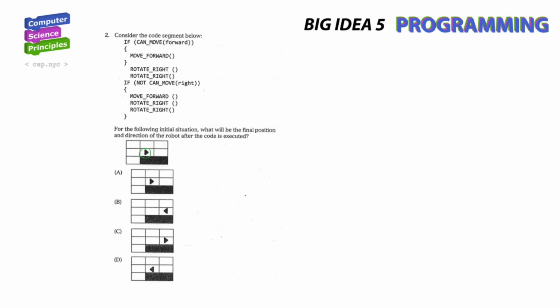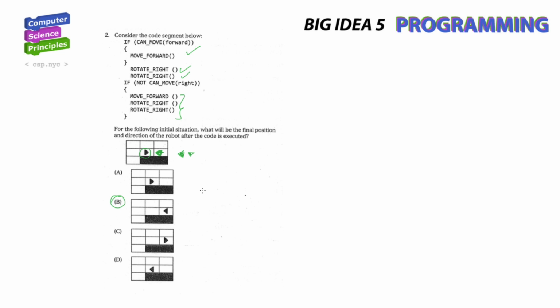And we're told if can move forward, then move forward. So it can and it does. Now we're told rotate right, so it's going to be in this position, but it's now going to be facing down. Rotate right again, so it's in this position, but now it's facing this way. And then if cannot move right, do this stuff. But it can move right, so keep in mind it's currently facing this way. It can move right, so it doesn't execute this stuff inside. So it just ends up like this. So that answer is B.